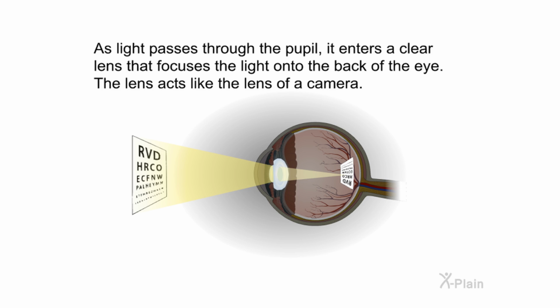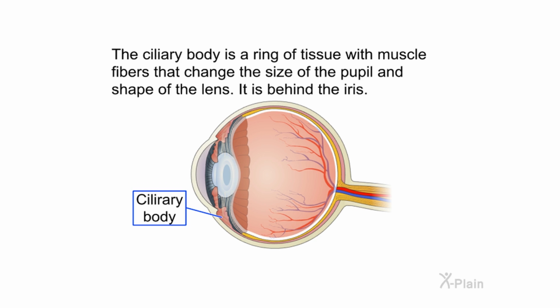As light passes through the pupil, it enters a clear lens that focuses the light onto the back of the eye. The lens acts like the lens of a camera. The ciliary body is a ring of tissue with muscle fibers that change the size of the pupil and shape of the lens. It is behind the iris.